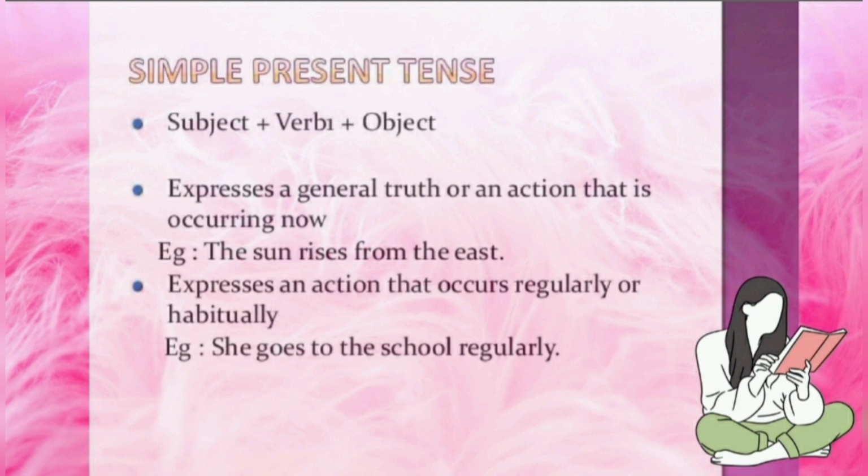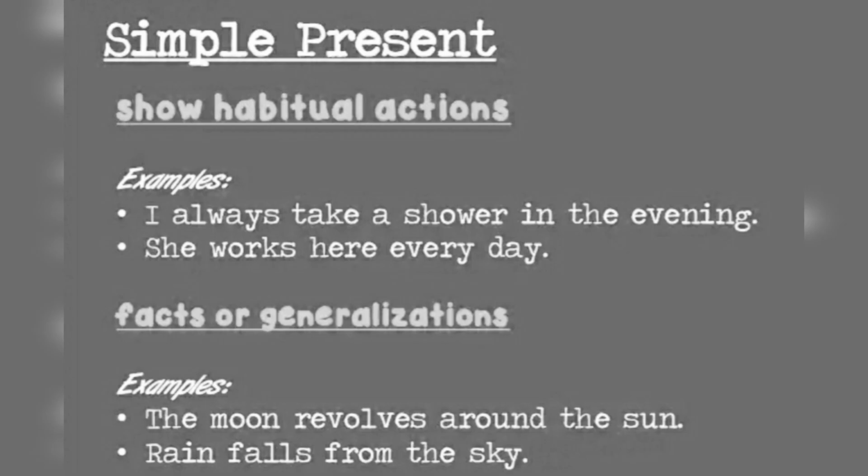Simple present tense expresses a general truth or an action that is occurring now. For example, the sun rises from the east. It also expresses an action that occurs regularly or habitually. For example, she goes to the school regularly. Let us see some more examples. I always take a shower in the evening. She works here every day.